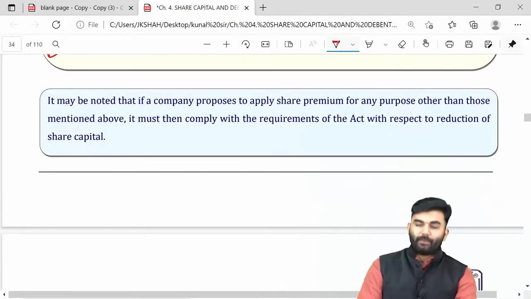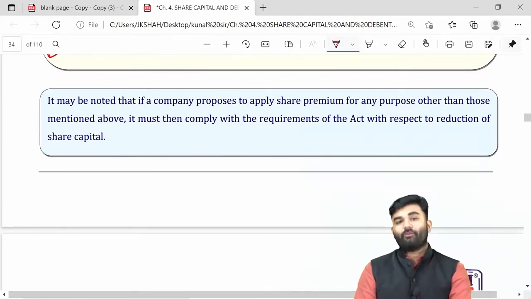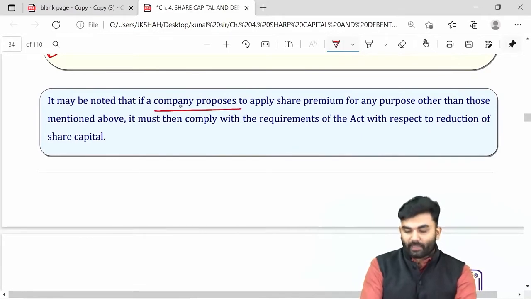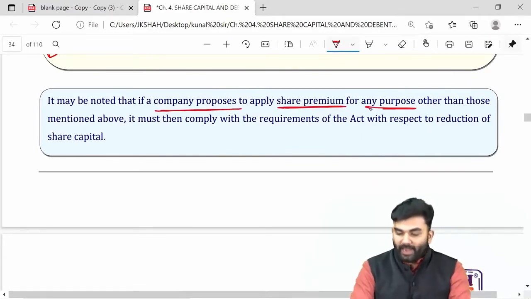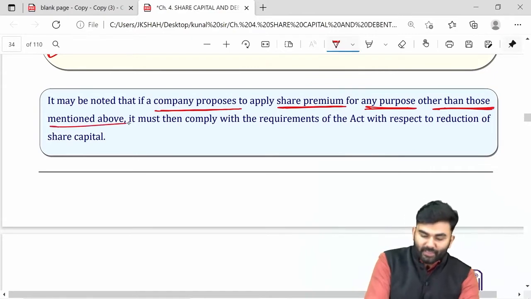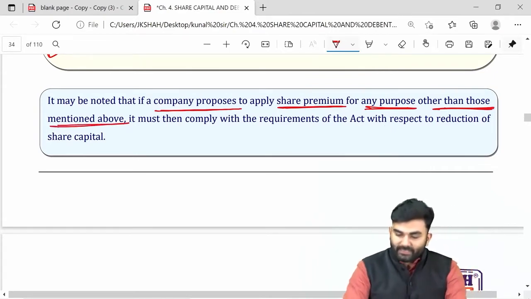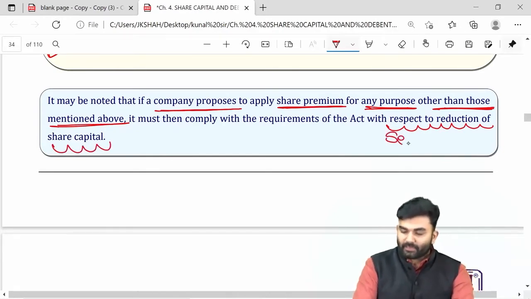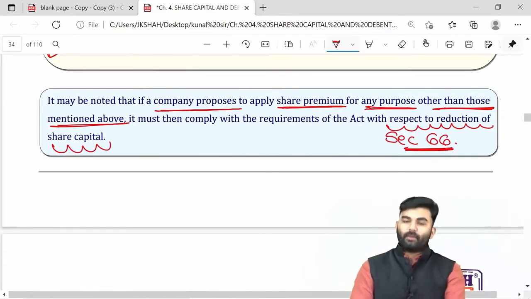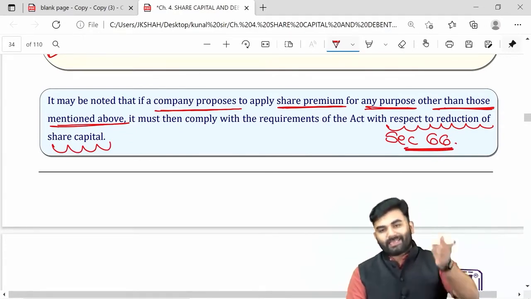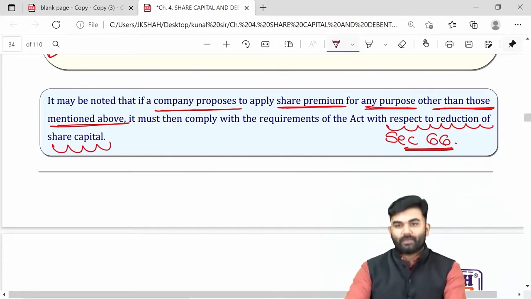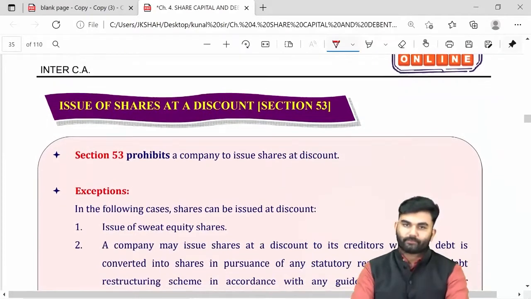Sir, what if the company uses securities premium account for a purpose which was not prescribed? The lawmaker says if the company applies the share premium for any purpose other than those mentioned above, then it will be considered as reduction of share capital, which means the provisions of section number 66 will be made applicable upon the company. What is section number 66? We have already completed it in our chapter number 2, which is towards reduction of share capital.